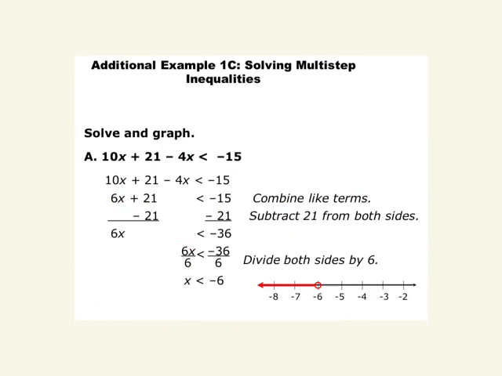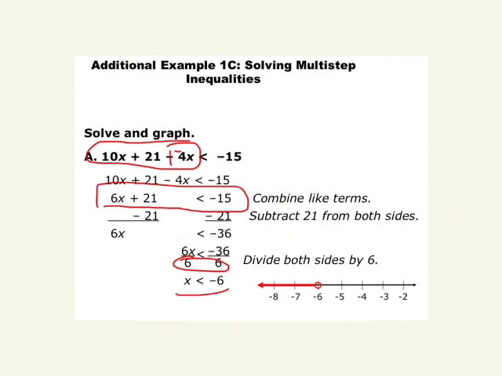Here's a multi-step inequality. So again, here, the extra steps that we have happen on the left side. We have to combine our like terms. So we have 10x and negative 4x. Remember, that's plus a negative. And that gives you my 6x. So now I have 6x plus 21 is less than a negative 15. Subtract the 21 and then divide. And since, again, I'm dividing by a positive number here, I don't reverse the sign. So I have x is less than negative 6. So it will be open and to the left.